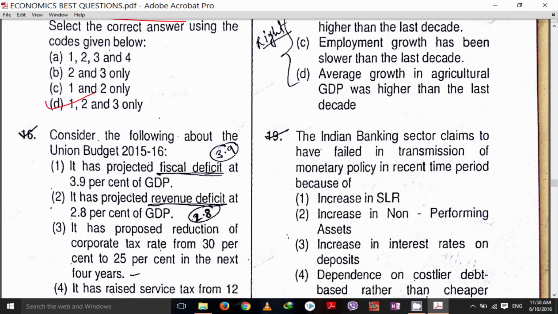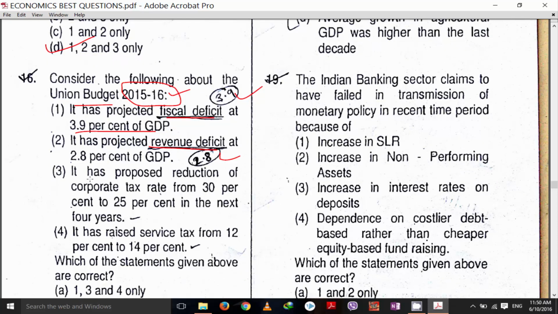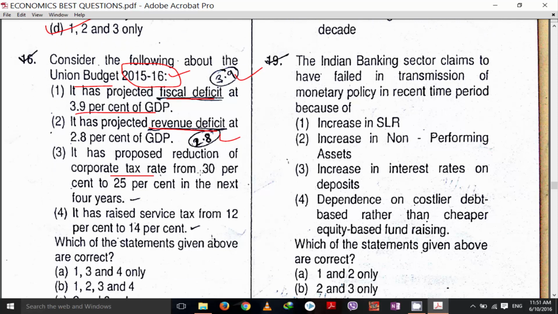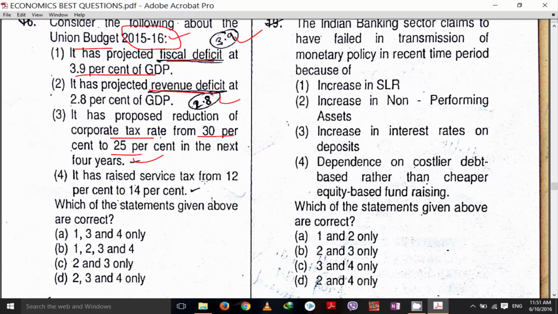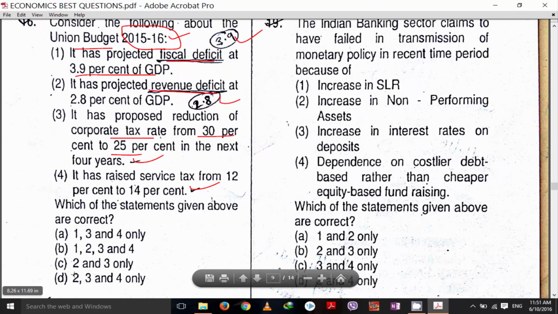Next question: consider the following about the Union Budget 2015-16. Okay, if you have read the Union Budget a little bit, it has projected the fiscal deficit at 3.9% of the GDP, correct, 3.9% of the GDP fiscal deficit. How much revenue deficit have they projected? 2.8% of the GDP. Then it has proposed the reduction of corporate tax from 30% to 25% so that there is more FDI inclusion. And it has raised the service tax from 12% to 14%. From 12 to 14%, they have increased the service tax. So it is correct. So here we see 16, okay, 1 2 3 4 all are correct. So 1 2 3 4, B is the answer. Okay, B.